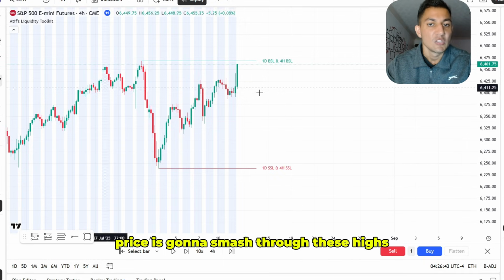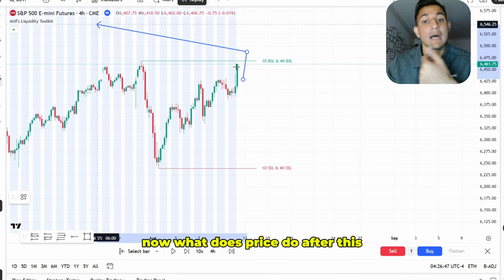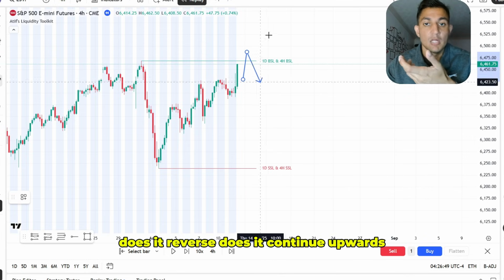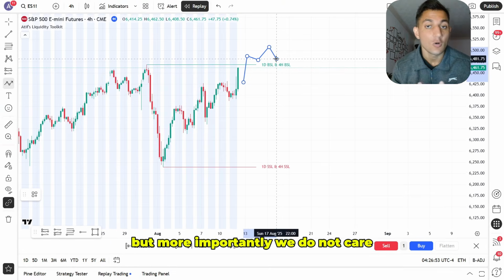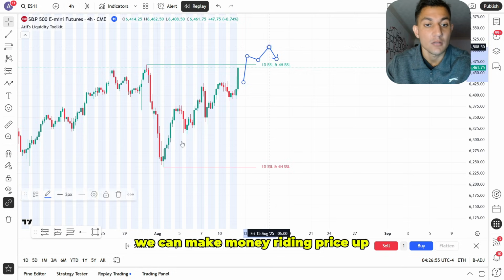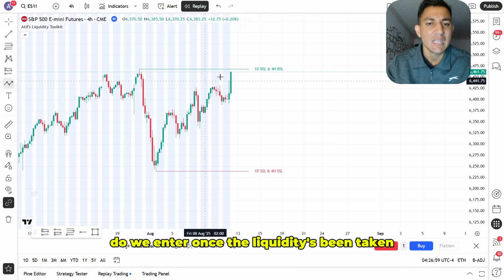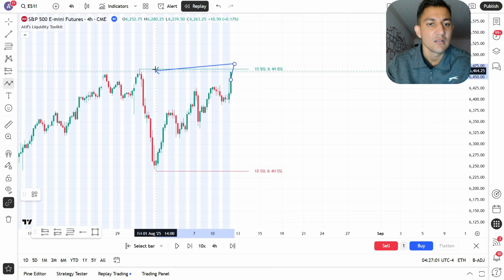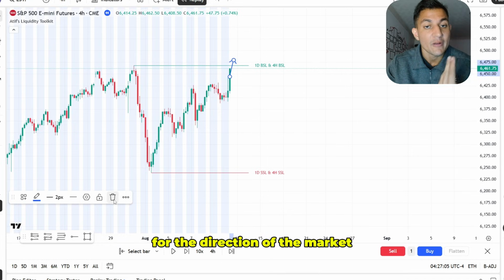Price is going to smash through these highs, which is actually all-time highs on the S&P. Now, what does price do after this? Does it reverse? Does it continue upwards? Does it consolidate? Who knows? But more importantly, we do not care. We can make money riding price up and targeting these highs. And someone was asking me, hey Atif, do we enter once liquidity is being taken? No, we do not. Liquidity is only used for the bias, for the direction of the market.